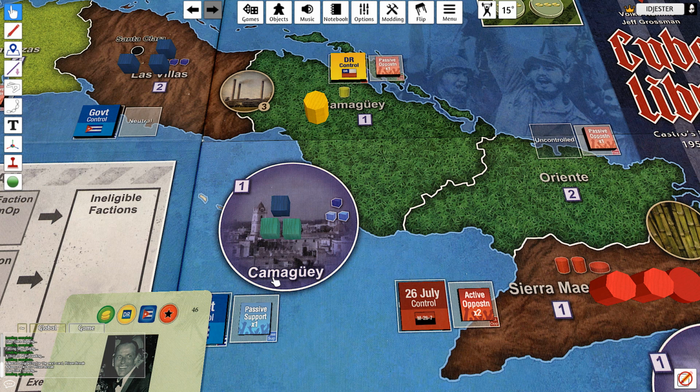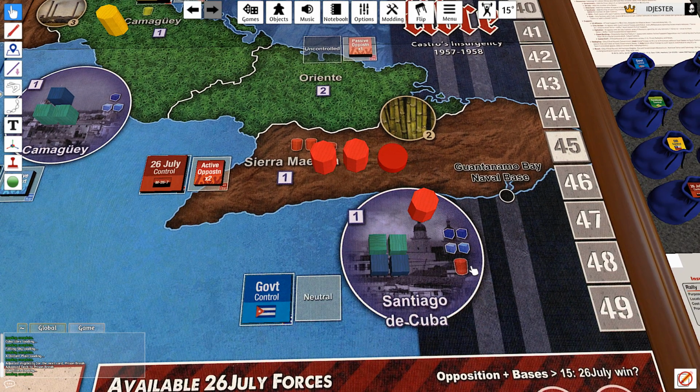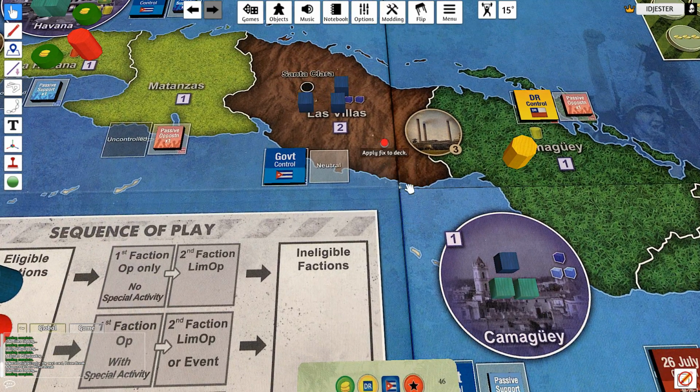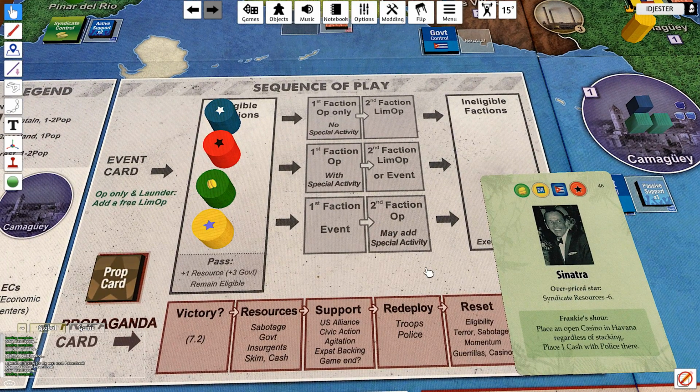You can see here in Camagüey that they start with 1 troop and 2 police, which is what they have. Down here in Sierra Madre, they have 2 insurgents and a base. Down here in Santa Clara, they have 2 troops, 2 police, and 1 guerrilla. So it's usually pretty easy to set up a game. Just follow the little cube symbols, and you should be able to set it up pretty quickly and easily, which is super good. All right, so let's go on to the sequence of play now.